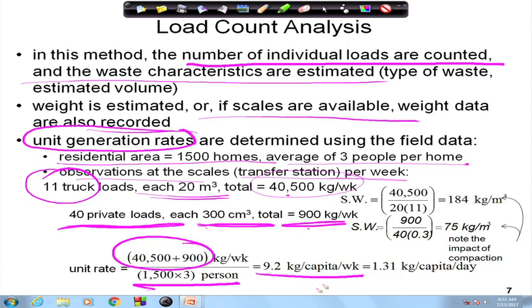And then you can divide it by another factor of 7, and you get 1.31 kg per capita per day. So that's the amount of waste being produced, and it's not too high, especially in the western sector. From the Indian context, this number seems to be high because our CPHEEO manual suggests a figure of around 0.6 to 0.7 for the urban area as of now.